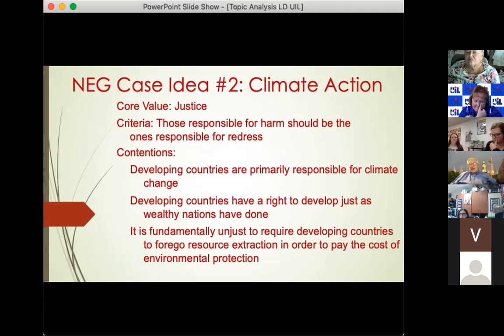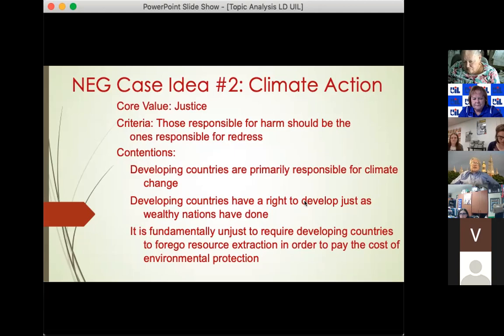By the way, in the links that I sent you, there are some arguments just saying that the best way to address climate change is with adaptation and so on. But the key argument here: it's fundamentally unjust to require developing countries to forego resource extraction in order to pay for the cost of environmental protection. They have a right to develop their resources.